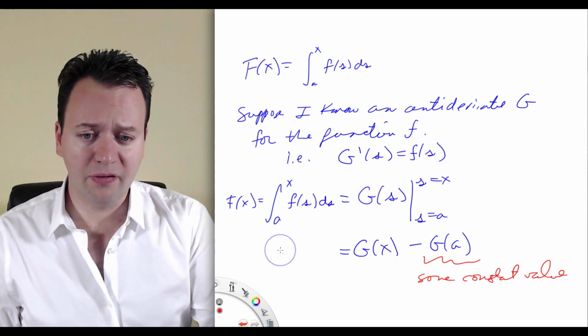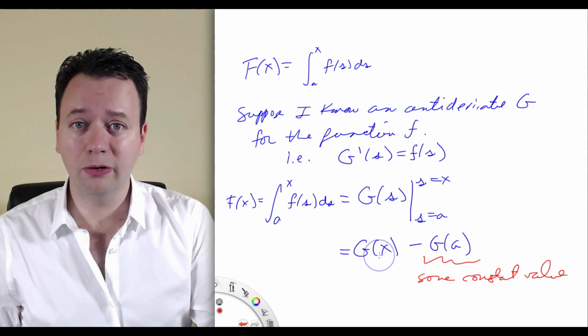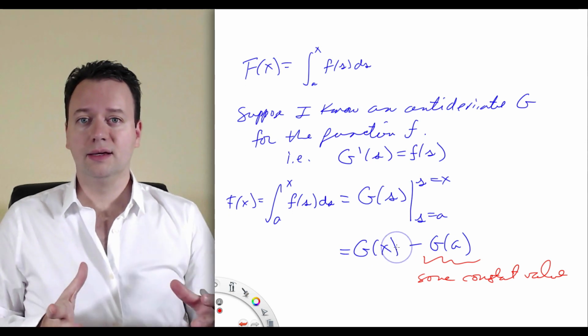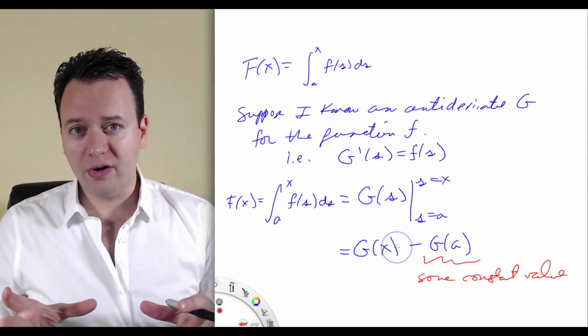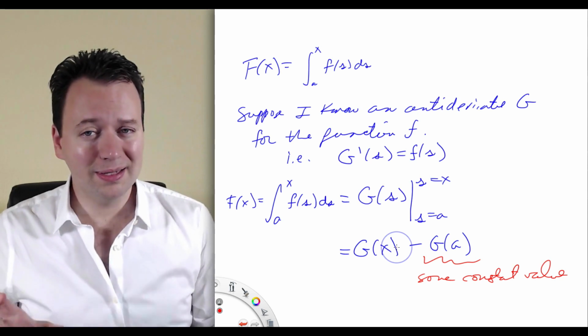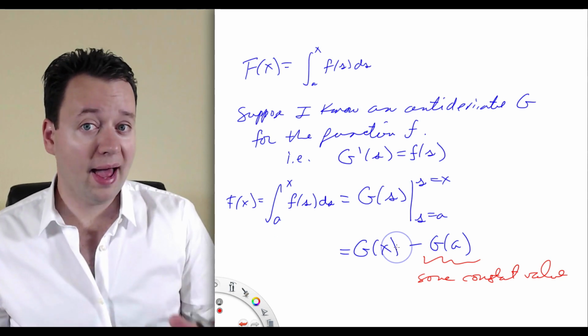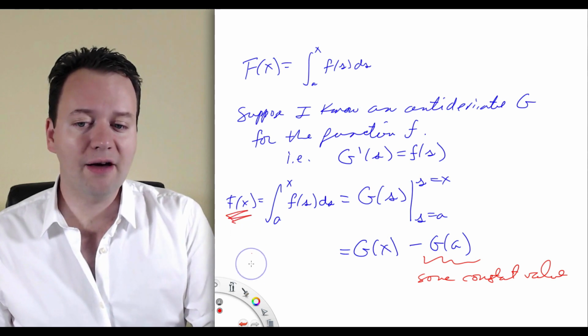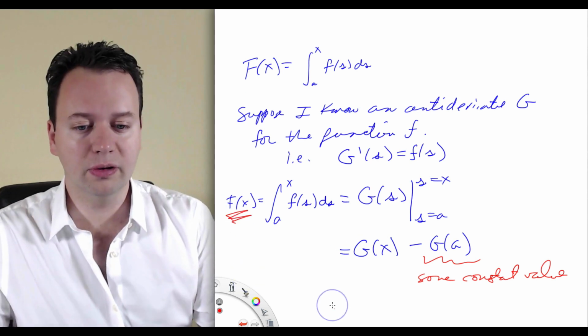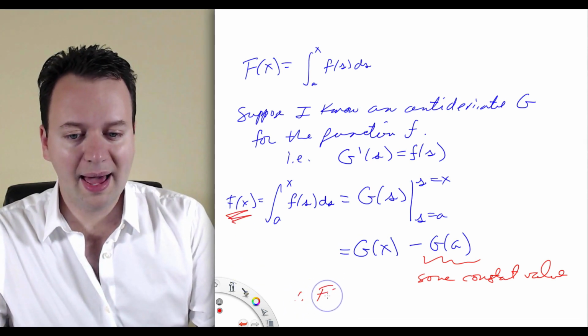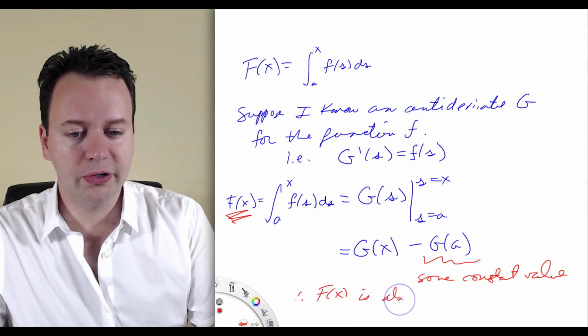So capital F of x is equal to capital G of x plus a constant. Well, when I have an antiderivative and I add a constant to it, what happens is I get a new antiderivative for little f. So therefore, capital F must also be an antiderivative for little f. Right? So therefore, capital F of x is also an antiderivative.